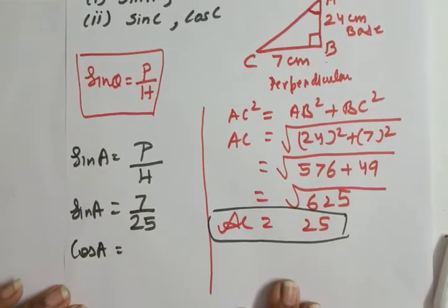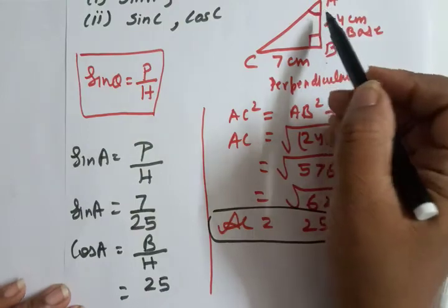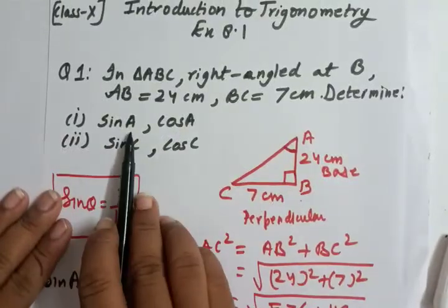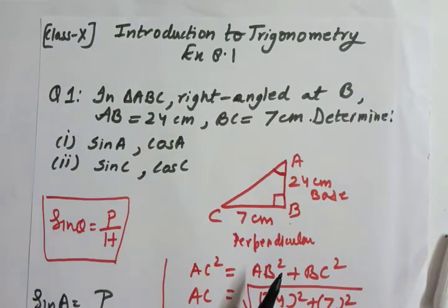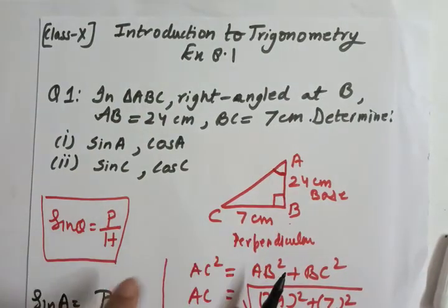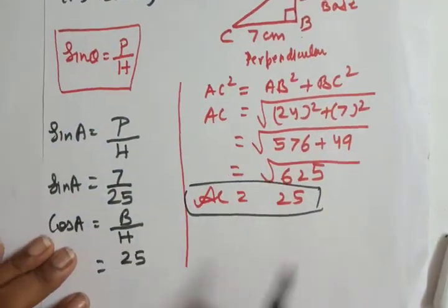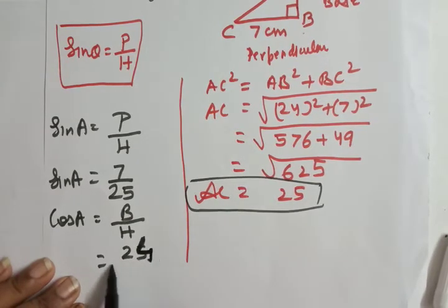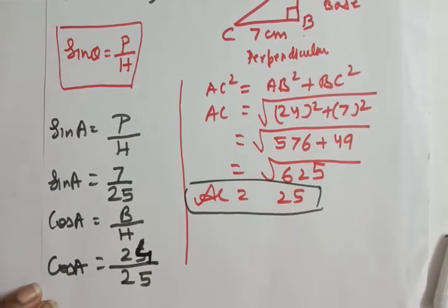Now come to the cos A. That is equal to base upon hypotenuse. And we know what is base here? 24. Yes, because we are dealing with the acute angle A here. They have strictly written sine A, and they have given the name of the triangle. You can't take PQR, you have to take ABC. Now base is 24 and the hypotenuse we have found out is 25. What I have written, 24 upon 25. So that is cos A.